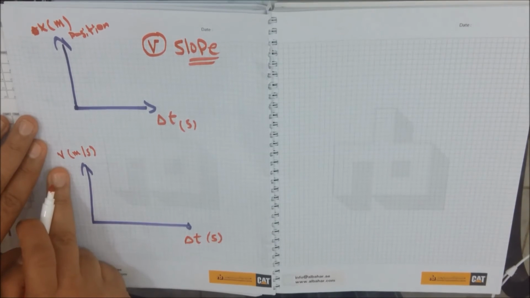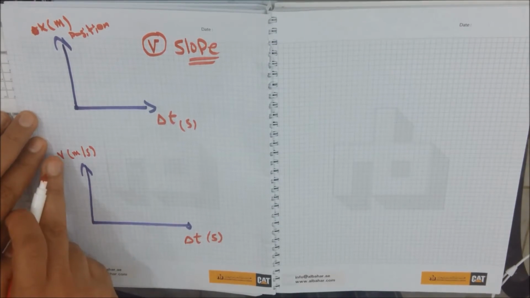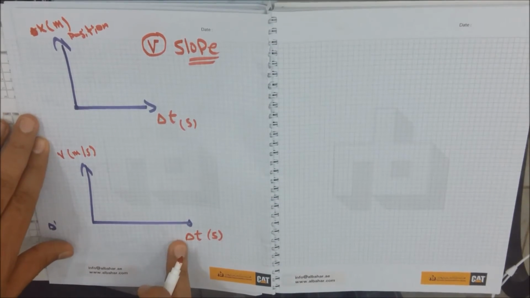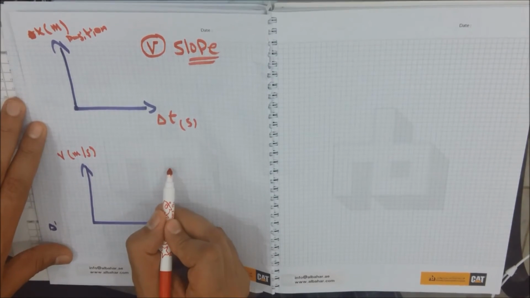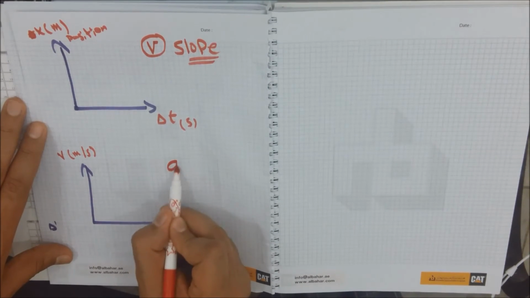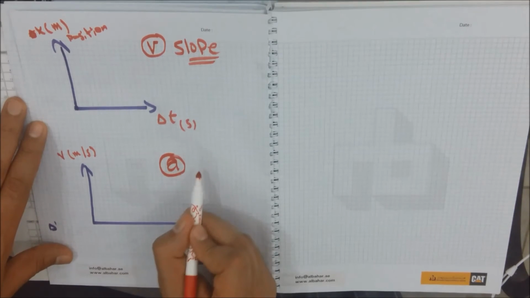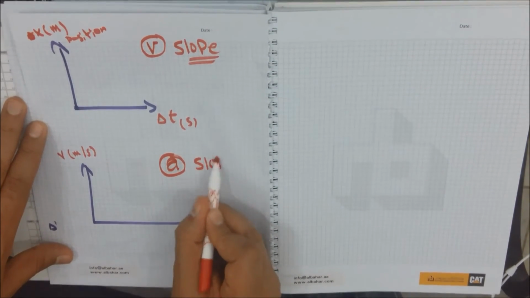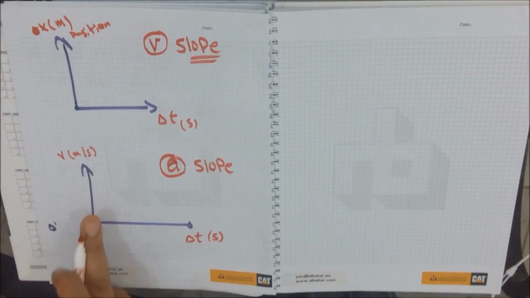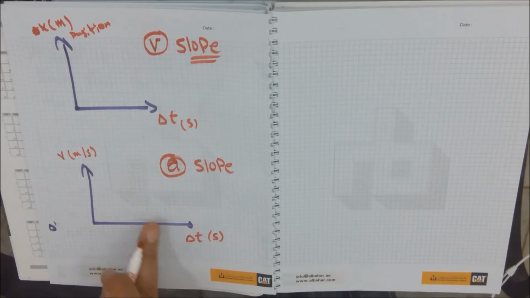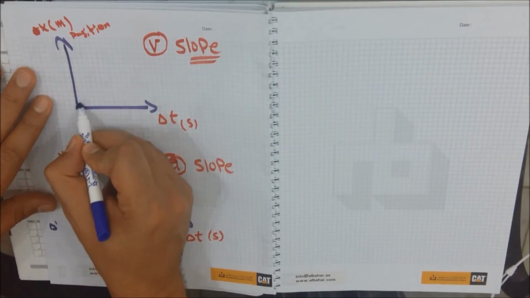While here you have velocity and time. So the change in velocity over time describes the acceleration. This is the slope. So in this graph, you're going to describe the acceleration. So let's say that you have a graph that looks like that.